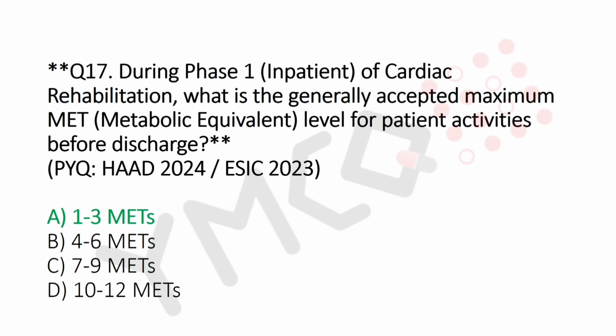Phase 1 rehab is just about getting the patient stable enough to go home. So activities are kept very light, usually between 1 to 3 METs. Okay. Now let's move to question number 18.